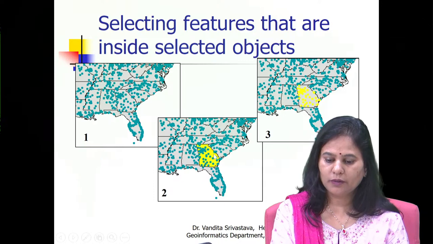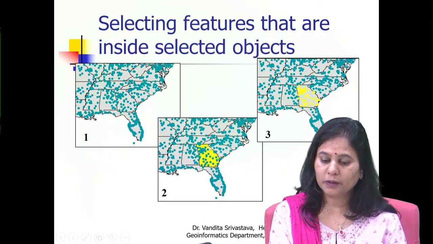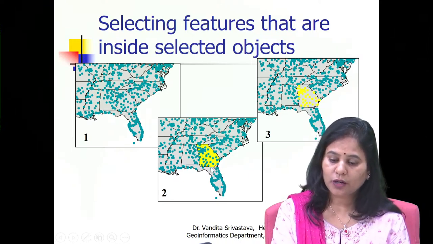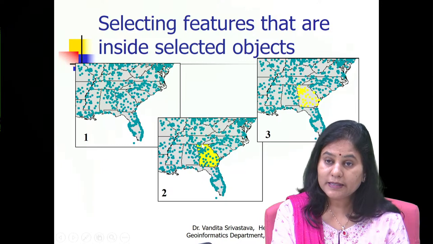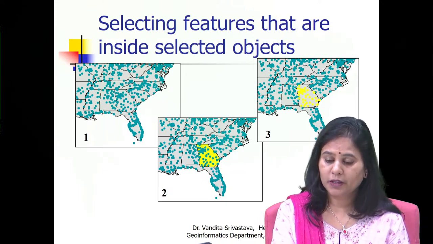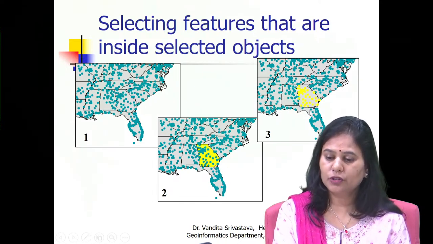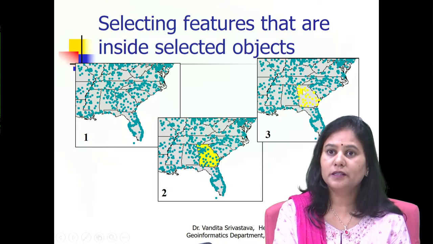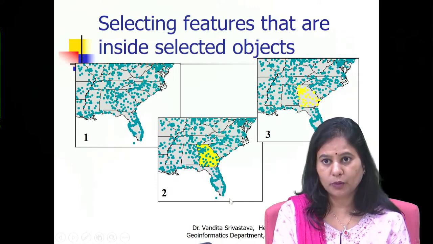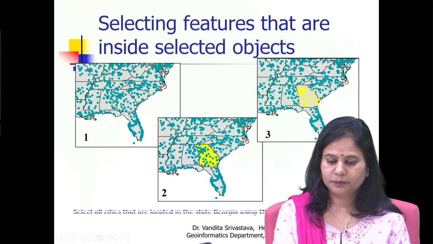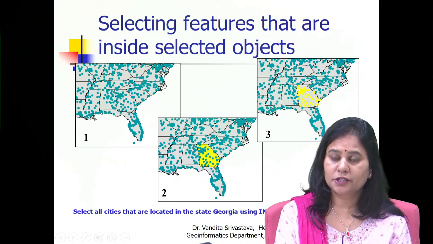Now I will perform one spatial query, because I'm interested in all those cities that are inside this particular polygon, which is the state of Georgia. So I will say select all the point features which are the cities that are inside. I will use the inside relationship. Inside with what data? With the state of Georgia. So select all the cities that are inside the state of Georgia. To get this answer, I need to make two queries, one attribute query and one spatial query. I hope that is clear. So select all the cities that are located in the state of Georgia using inside relationship.